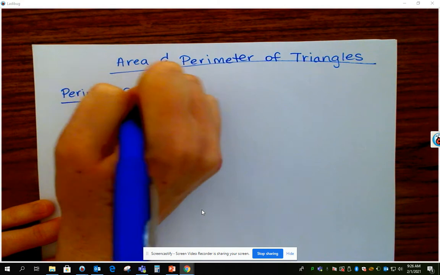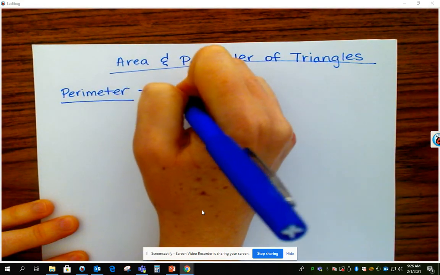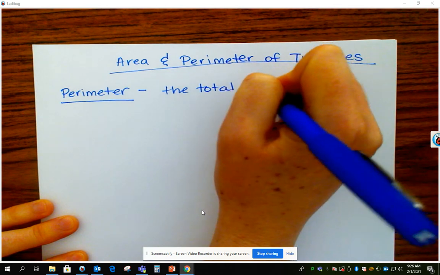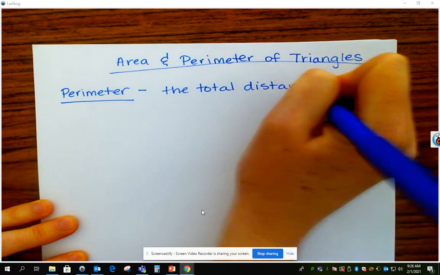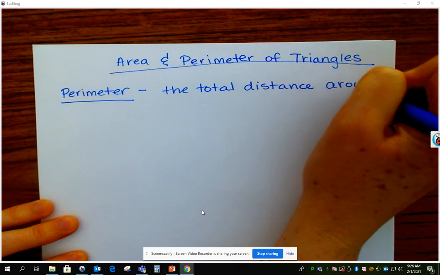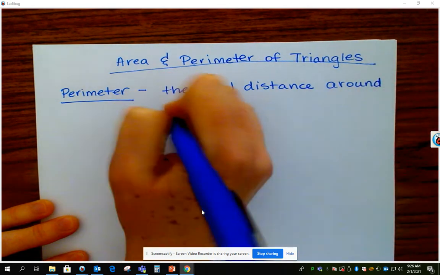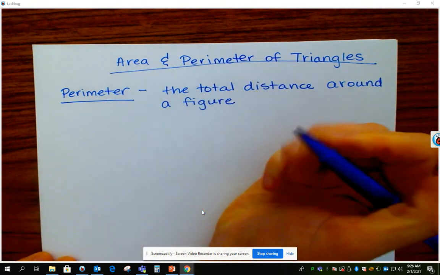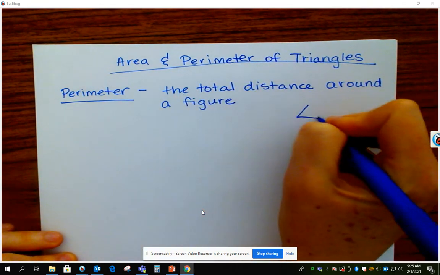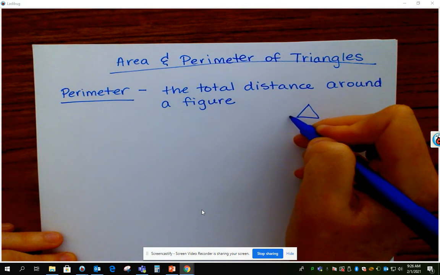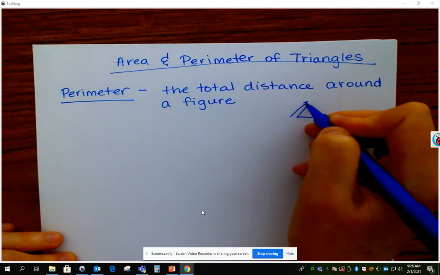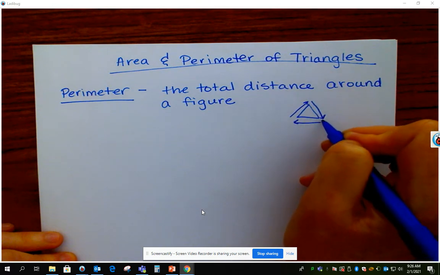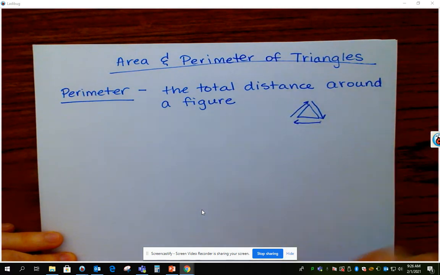Okay, remember, perimeter is going to be the total distance around a figure. So for example, on our triangle here, if we were to walk around the edge this way, and this way, and this way, that total distance that we walked around the edge is the perimeter.